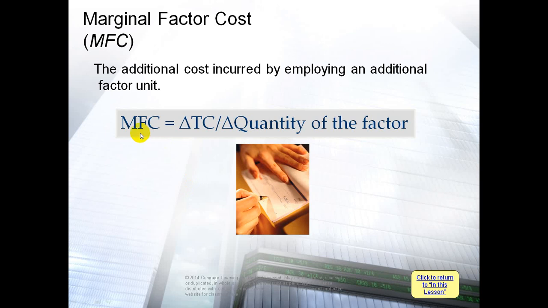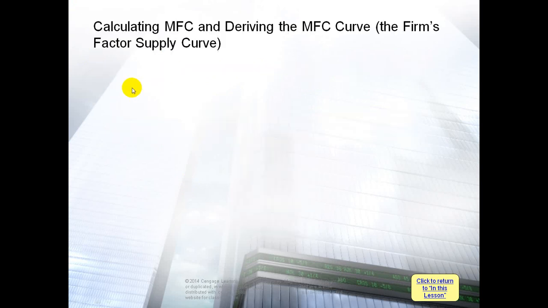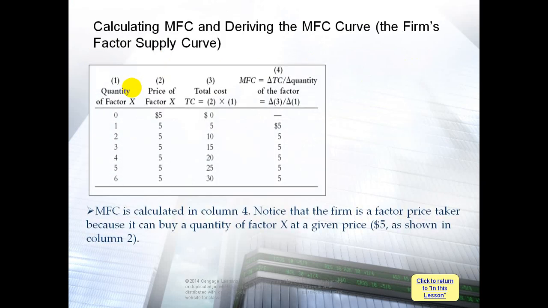So how can we calculate MFC? This is the formula to calculate it. It is the change in total cost over the change in quantity of the factor. So it is the additional cost incurred by employing an additional factor unit. We have an example here.